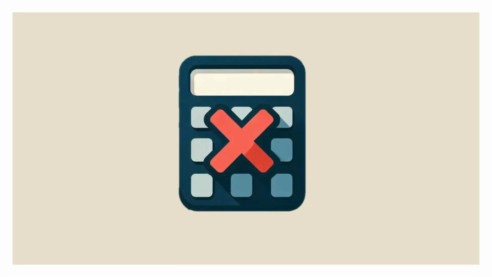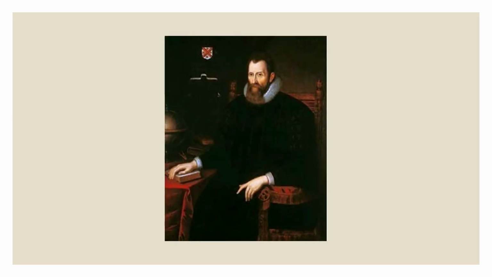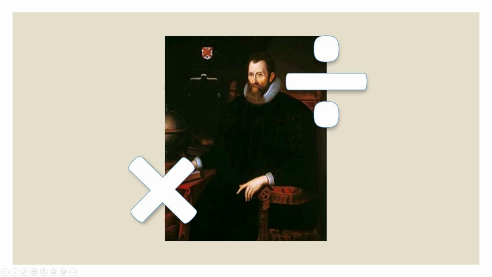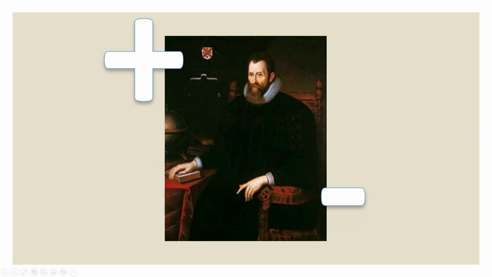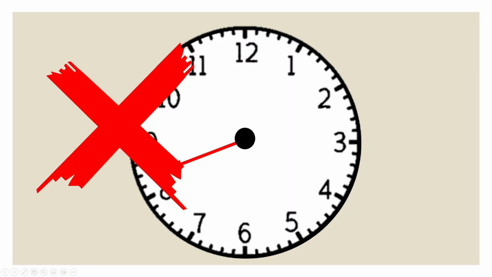Before calculators, mathematicians faced tedious calculations. In the 1600s, John Napier, a Scottish mathematician, introduced logarithms to simplify these tasks. He sought a ready art to overcome the tedious expense of time in calculations. Napier's logarithms transformed multiplication and division into simpler addition and subtraction, greatly speeding up complex calculations and reducing errors.